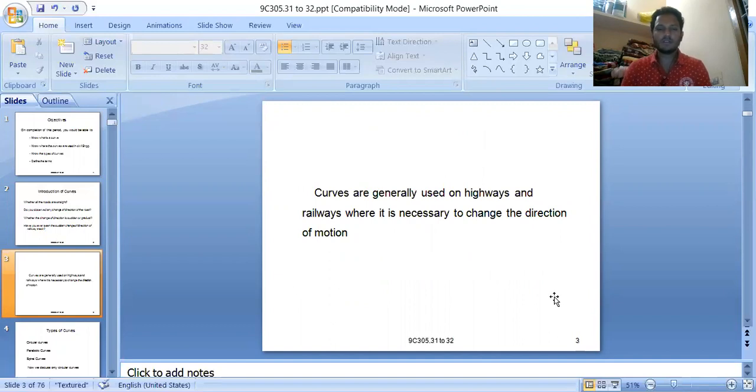So curves are generally used in highways and railways where it is necessary to change the direction of motion. Just now we have discussed that when a road has to take a turn, we have to change the direction. In such cases, we are going to provide curves.